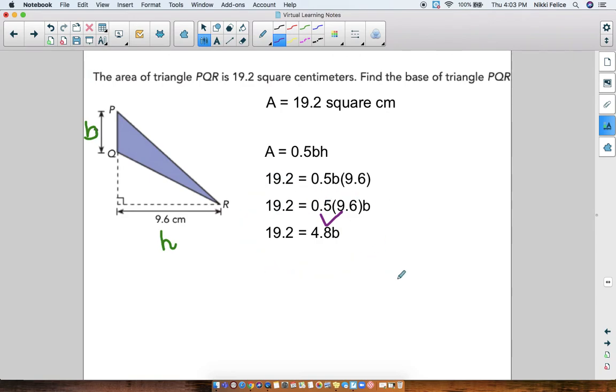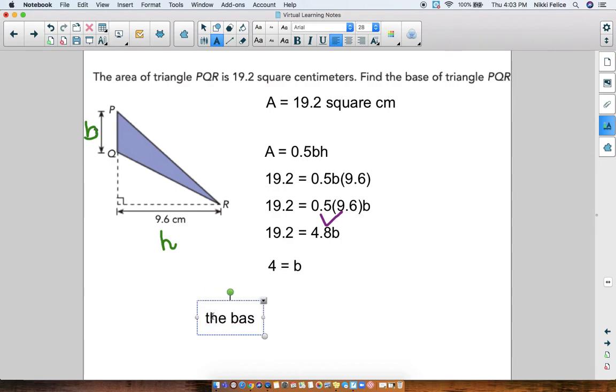Now I have a one-step equation. This is multiplying, so we do the inverse and we divide. So we're going to do 19.2 divided by 4.8. And after you do out your division, you'll get the answer 4. So B equals 4 in this problem, which means the base of the triangle is 4 centimeters. There's your answer.